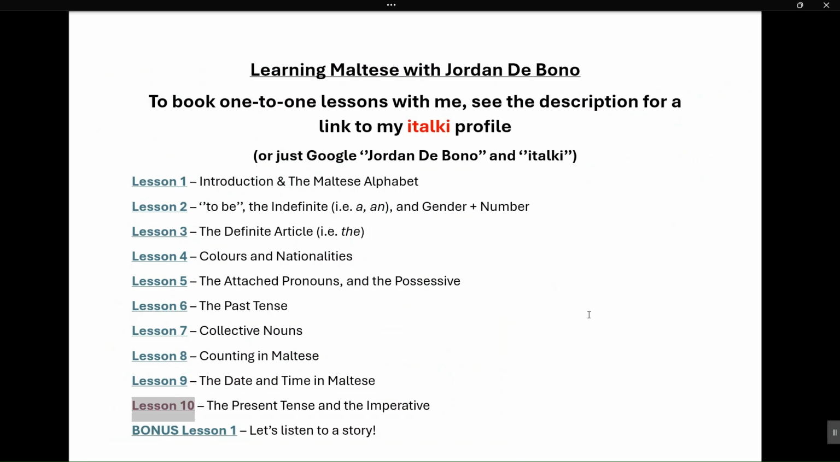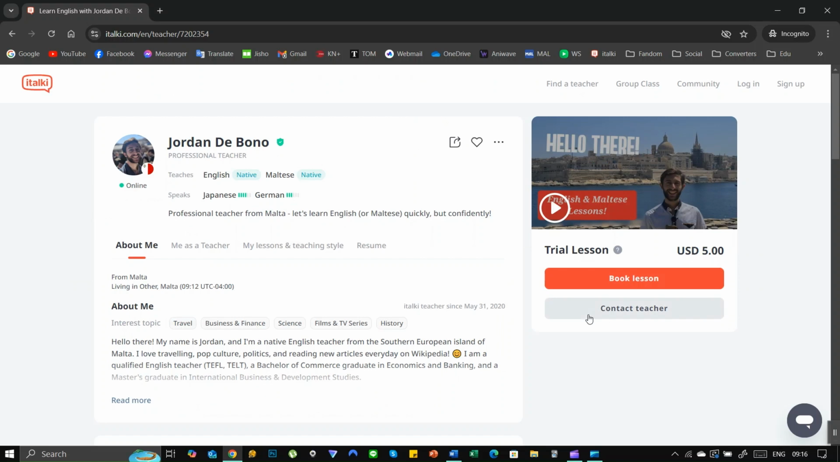We've basically made it, sans the bonus lesson, the present tense and the imperative. It's lesson 10, so I guess I have to thank you for booking a lesson with me on italki, to thank you for your continued interest in the Maltese language, to thank you for reaching this far. Am I being sarcastic or not? I don't know, you tell me.